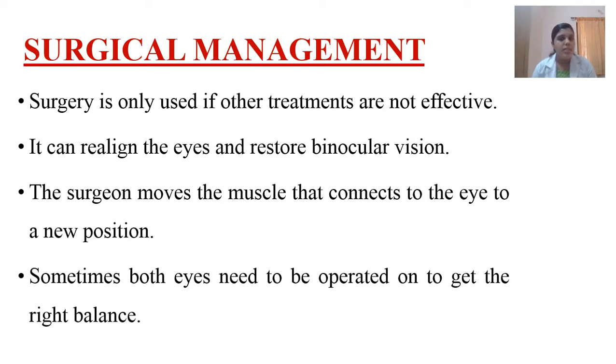So coming to surgical management, usually surgery is the most common method we follow, and surgery is usually preferred if the other treatments are not very effective. So here the surgery can realign both the eyes and restore the binocular vision. Here the surgeon will move the muscles that connect the eyes to a new position. That is, he may correct the extraocular muscle position, and he will realign the muscles so that the eyes will be turned into the new position. And sometimes the surgeon needs to do the surgery upon both the eyes to maintain the right balance of the vision.